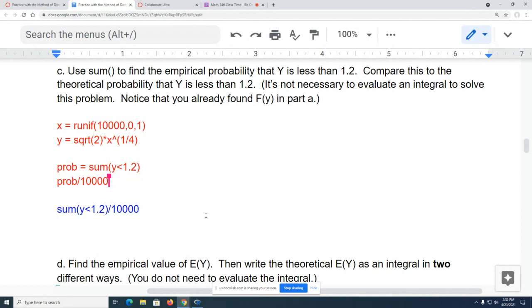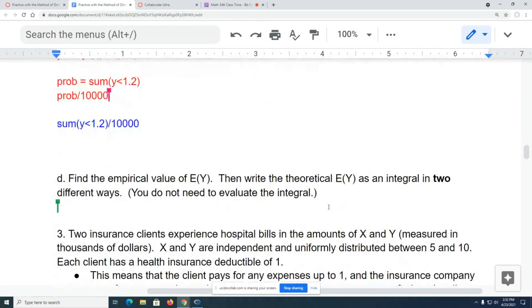All right. So now let's try part D. So we want to find the empirical value of the expected value of y, and then write the theoretical expected value of y as an integral in two different ways.